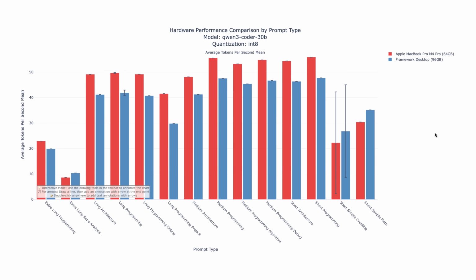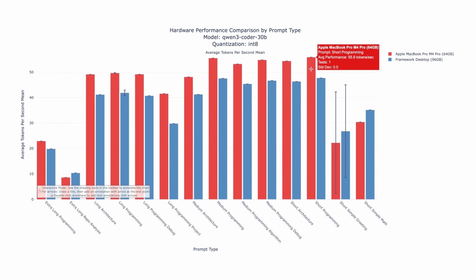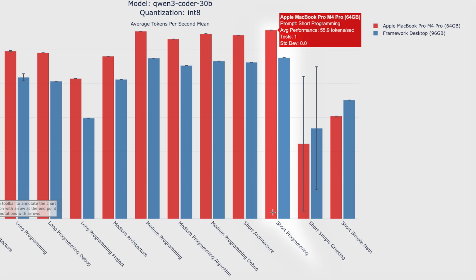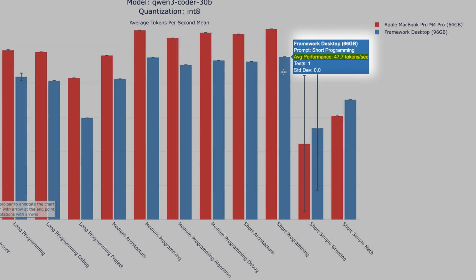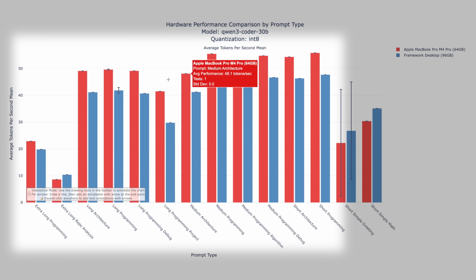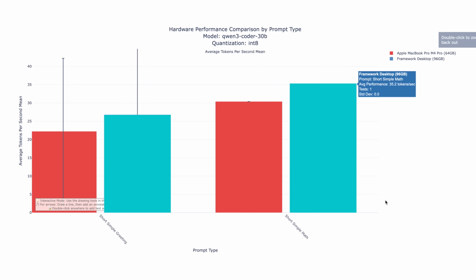Speaking of Apple's M4 Pro, I ran the same model with int8 quantization, and yeah, it is a bit faster than this desktop. For example, this short programming prompt: 47 tokens per second for the Framework and 55 tokens per second for the M4 Pro. But that's for all these prompts. The really short prompts, the Framework desktop wins. But of course, who's happy with the really short prompts?